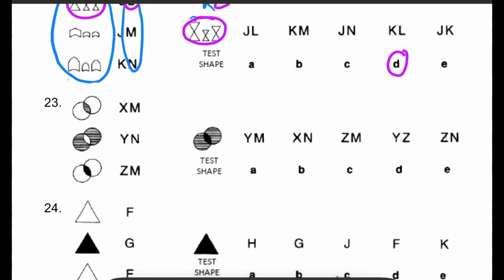So in this one, these two both have an M as the second letter, and they both have the overlap of the circles shaded in. Same here. So the second letter will be an M. Then onto the first letter, all three of them have a different first letter. But the shading pattern of the circles matches this one.